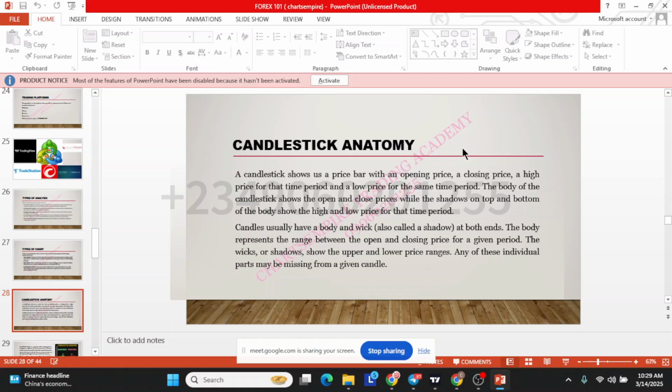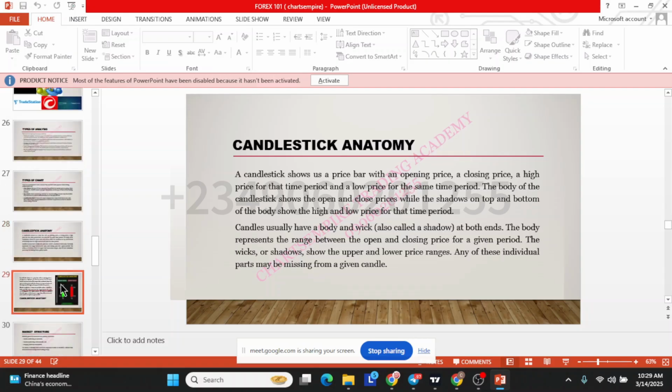I'm going to explain this for you. I'm going to break it down so you understand this properly. The candles usually have a body and a wick. The wick can also be called a shadow at both ends. Though there are some candlesticks that will not have the wick or the shadow. The body represents the distance between the open price and the closing price for a given period. The wicks or shadows show the upper and lower price ranges. Any of these individual parts may be missing from a given candle. That's why I say some candlesticks may not have the wick.